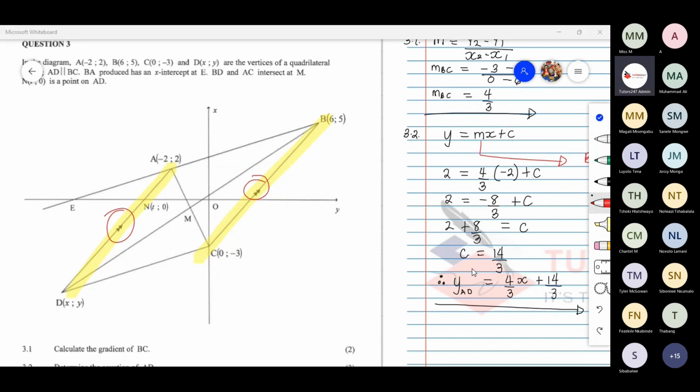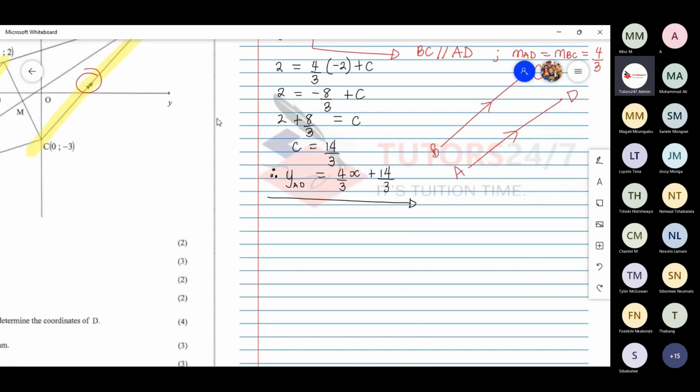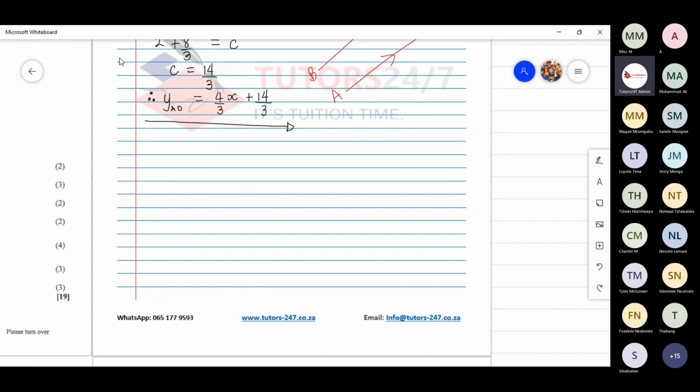What if the lines were perpendicular? Okay, so if the lines were perpendicular, they would not be equal. If your lines were perpendicular, it would mean that the product of their gradients is equal to -1. What I mean by that is the gradient of the first line times the gradient of the second line would be equal to -1.